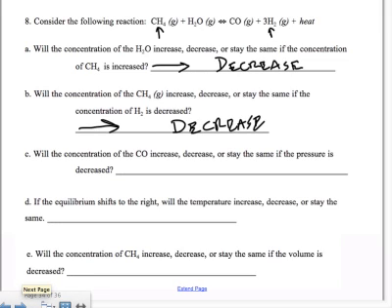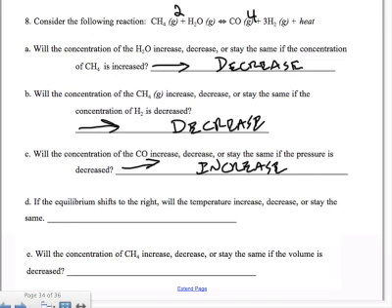Part 3, we're decreasing the pressure. So decreasing the pressure favors the side with the larger number of moles of gas. Okay, the left-hand side has 2, the right-hand side has 4. So we're favoring the right-hand side, which is where the carbon monoxide is, so that's going to increase.